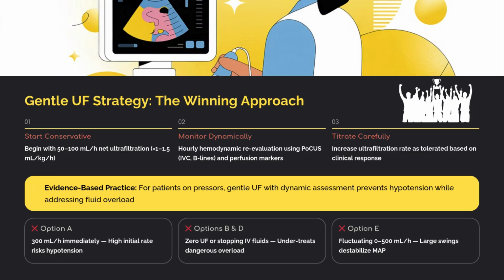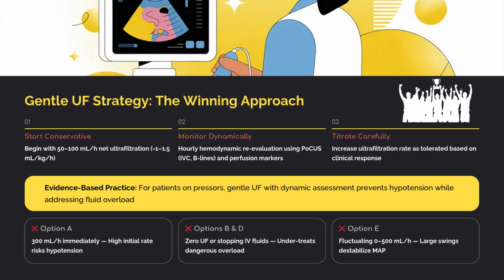Now let's highlight the gentle ultrafiltration strategy, the winning approach for patients with cardiogenic shock or those requiring vasopressor support. Step 1, start conservative. Begin with a slow and steady rate of around 50 to 100 milliliters per hour, which translates to roughly 1 to 1.5 milliliters per kilogram per hour. Step 2, monitor hemodynamics and reassess every hour using point-of-care ultrasound, evaluating IVC diameter, B lines, and perfusion markers to judge tolerance and guide adjustment.